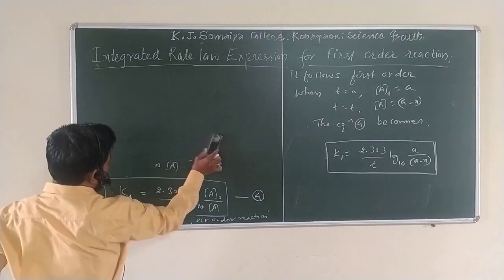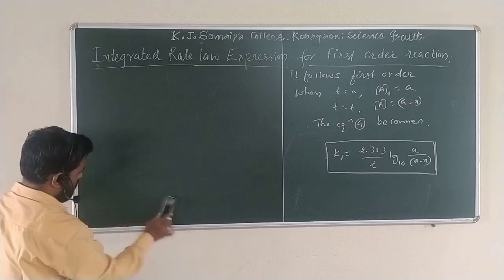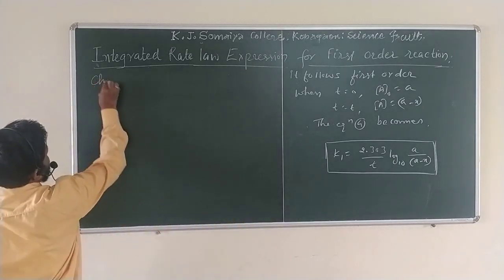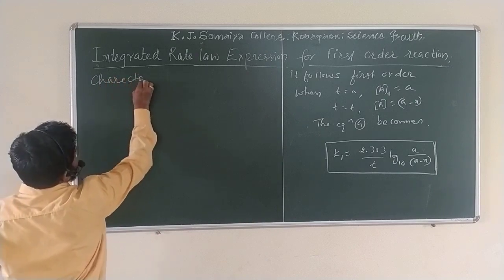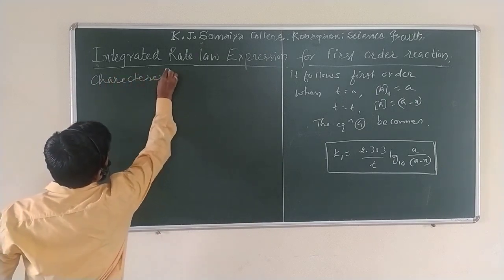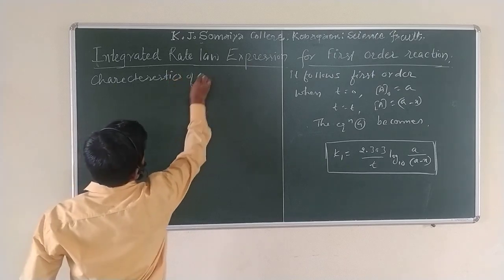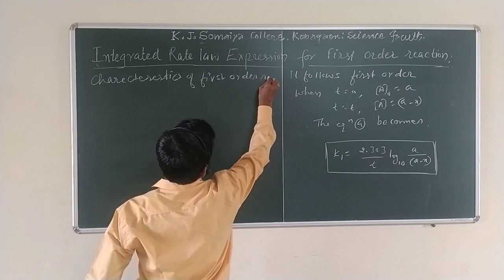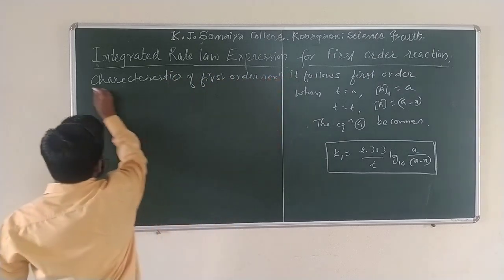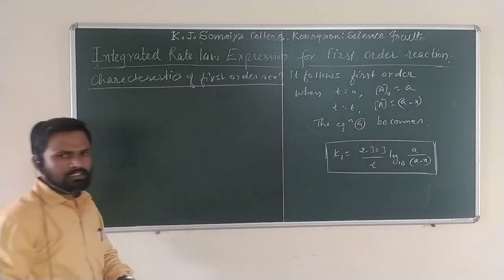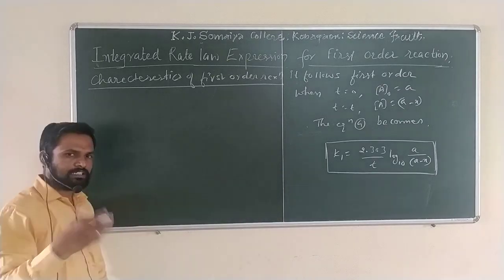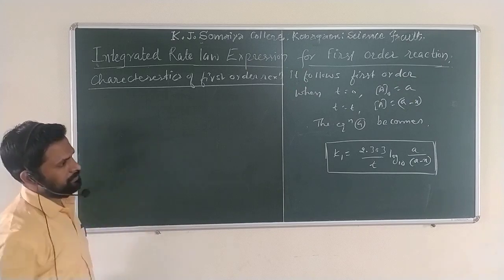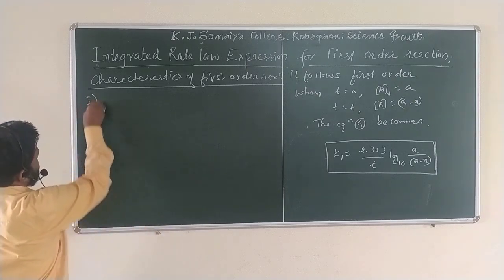Now let us see the characteristics of first order reaction. Here, as we studied in the zero order, first we have to study the units, then the graphical representation, and then the half-life period. Now start with the units.